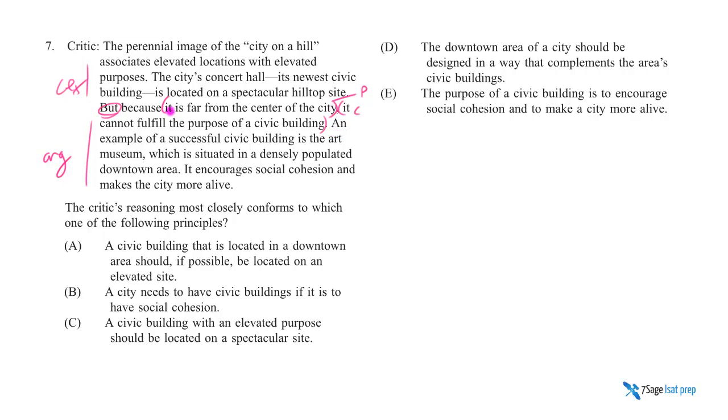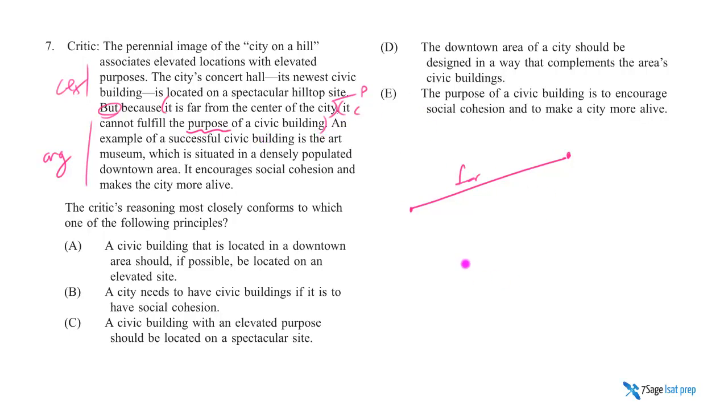So, because the concert hall is far from the center of the city, on a hilltop site, it cannot fulfill the purpose of a civic building. So what? What's the purpose of a civic building? Do you see that? The premise just says it's very far from center city. Center city's here, and the hall is over here. It's very far. Because of that, it cannot fulfill the purpose of a civic building.